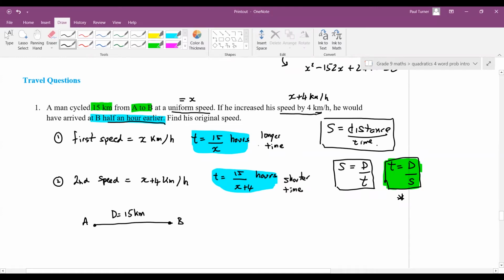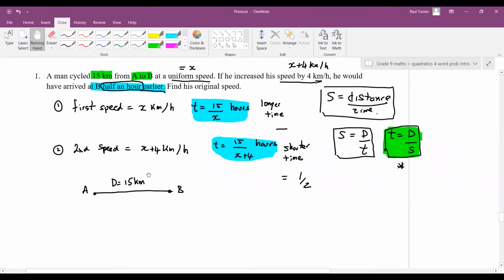So the longer time minus the shorter time will be 30 minutes, half an hour. So this should equal half. So let's write that out properly. If you're copying, you can copy now because I'll scroll up a little bit.